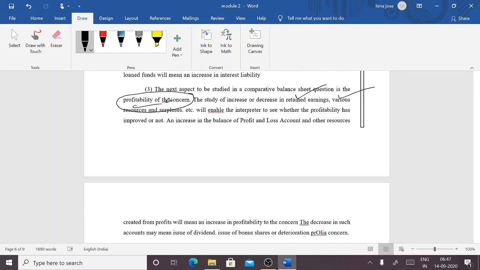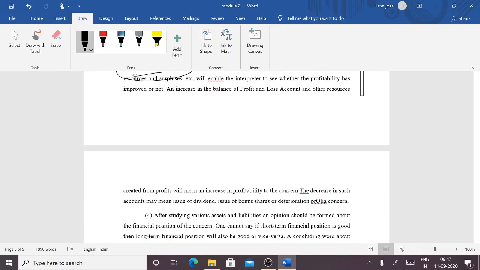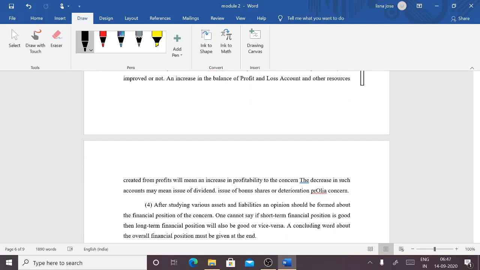An increase in the balance of profit and loss account and other reserves created from profit will mean an increase in the profitability of the concern. The decrease in such account may mean issue of dividend. Means if the profitability position is decreased, that means the company has distributed profit by providing dividend, bonus, or there might be some kind of deterioration in the profit, etc.